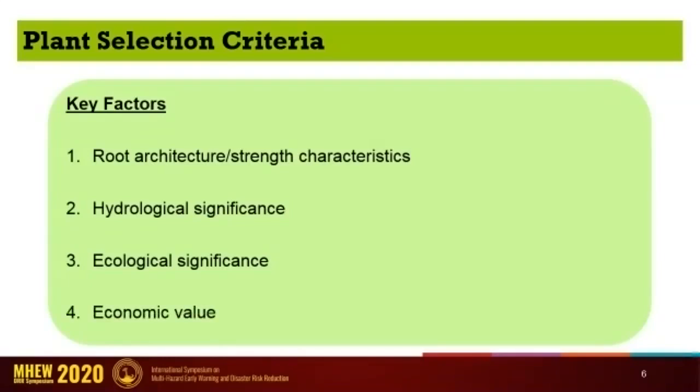The fourth factor is economic value. An economic condition in the selection criteria that can recognize the value of the plant to be established would provide a win-win situation where nature-based solutions protect the rural community livelihoods while also contributing to manage the landslide risk effectively.